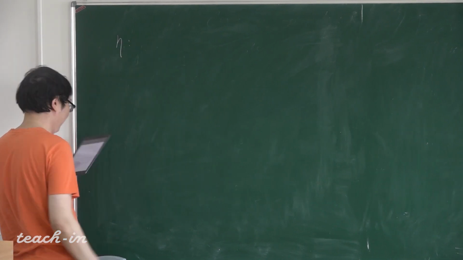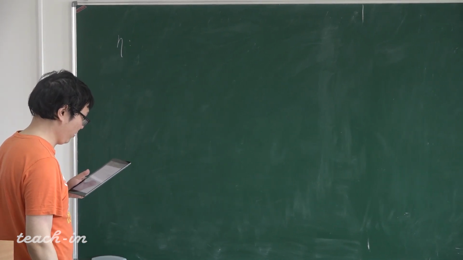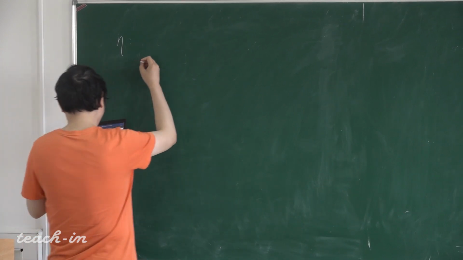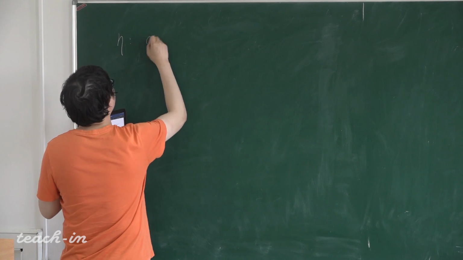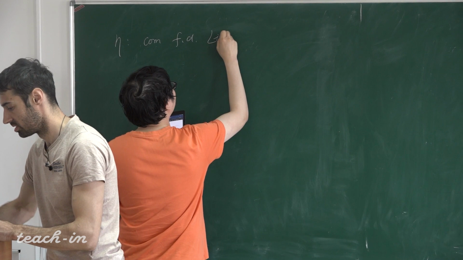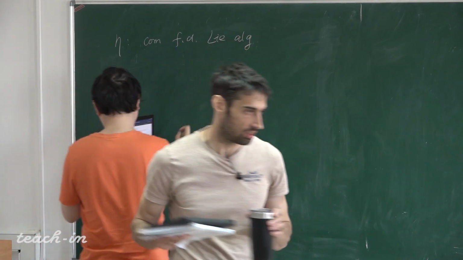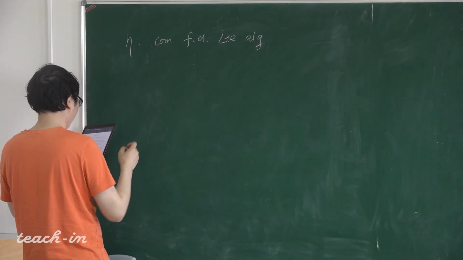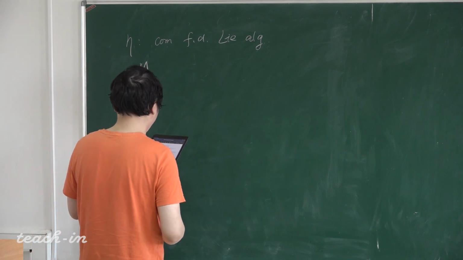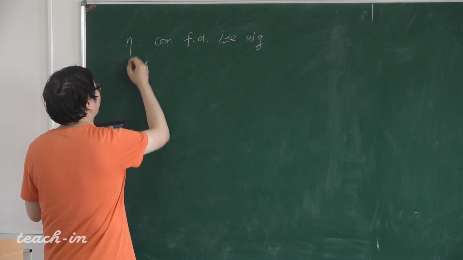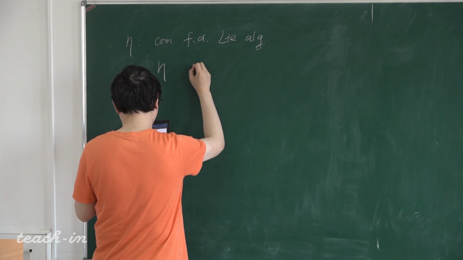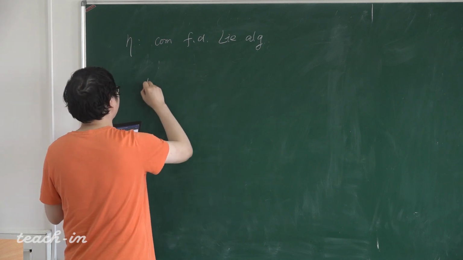First, H is a commutative finite-dimensional algebra. We can regard it as a Cartan subalgebra. And M is a module over H. It's just a representation of H, and we mean a weight decomposition.